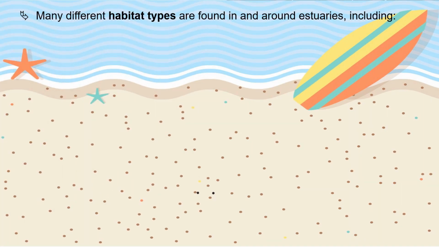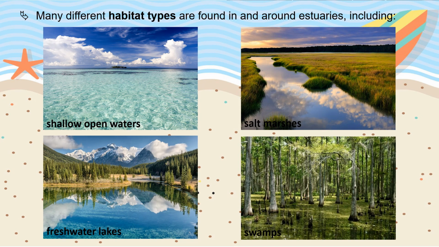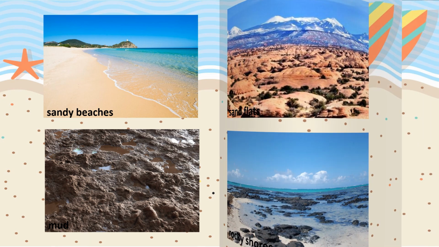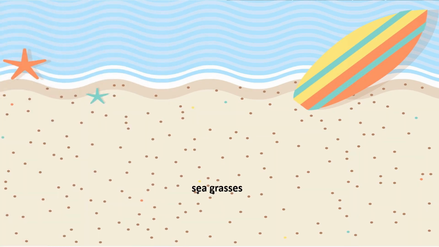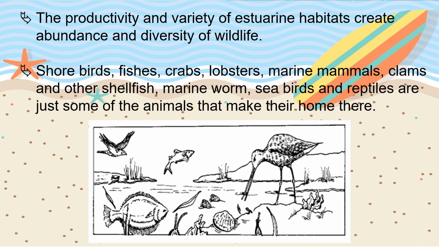Many different habitat types are found in and around estuaries, including shallow open waters, salt marshes, freshwater lakes, swamps, sandy beaches, sand flats, mud, rocky shores, oyster reefs, mangrove forests, river deltas, tidal pools, seagrasses. The productivity and variety of estuarine habitats create abundance and diversity of wildlife. Shorebirds, fishes, crabs, lobsters, marine mammals, clams and other shellfish, marine worms, seabirds and reptiles are just some of the animals that make their home there.